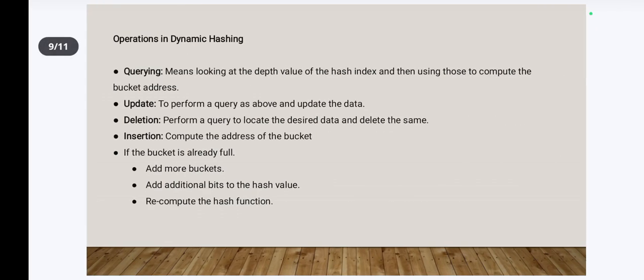Operations on dynamic hashing: querying, means looking at the depth of the hash index. Update, to perform a query and then update the data. Delete a data from the hash table. Insertion, insert a new record in the bucket. If the bucket is already full, add more buckets, add additional bits to the hash value, and recompute the hash function.